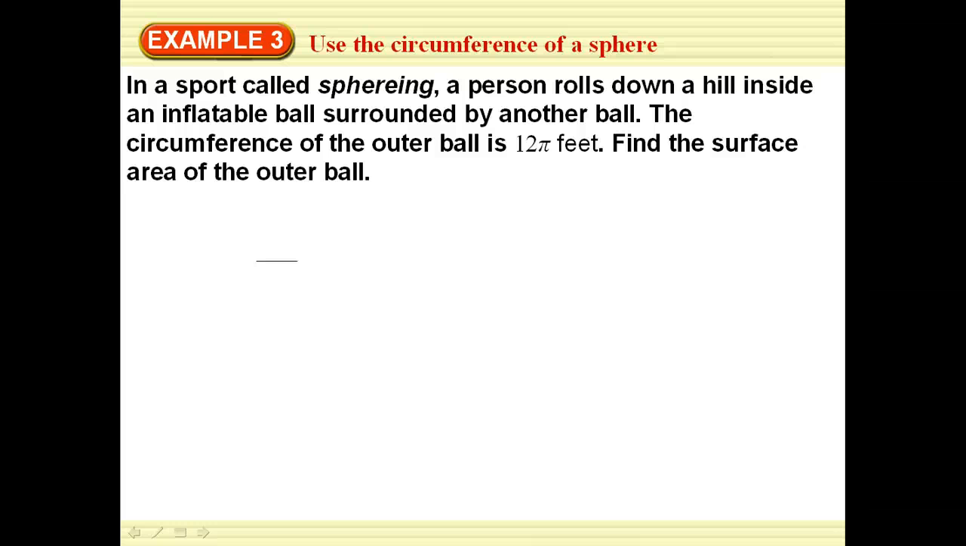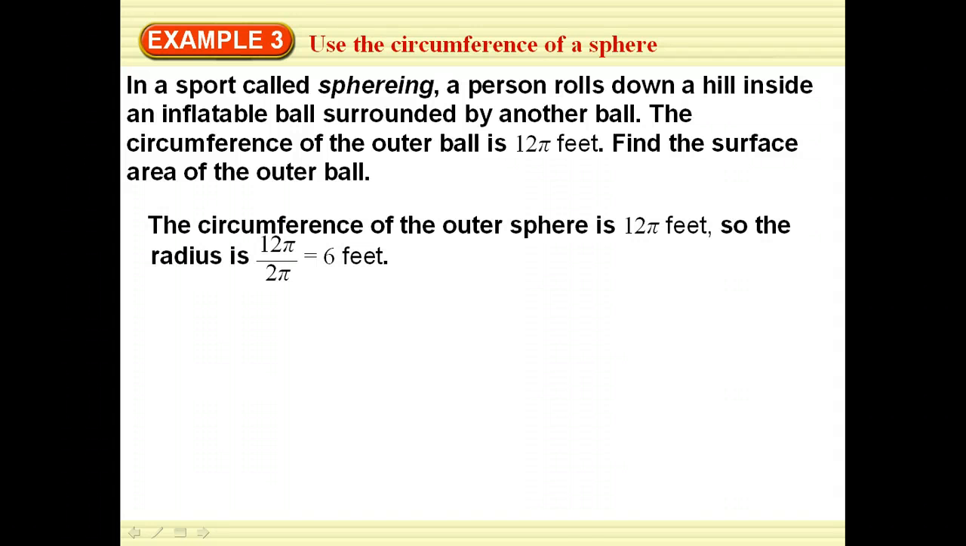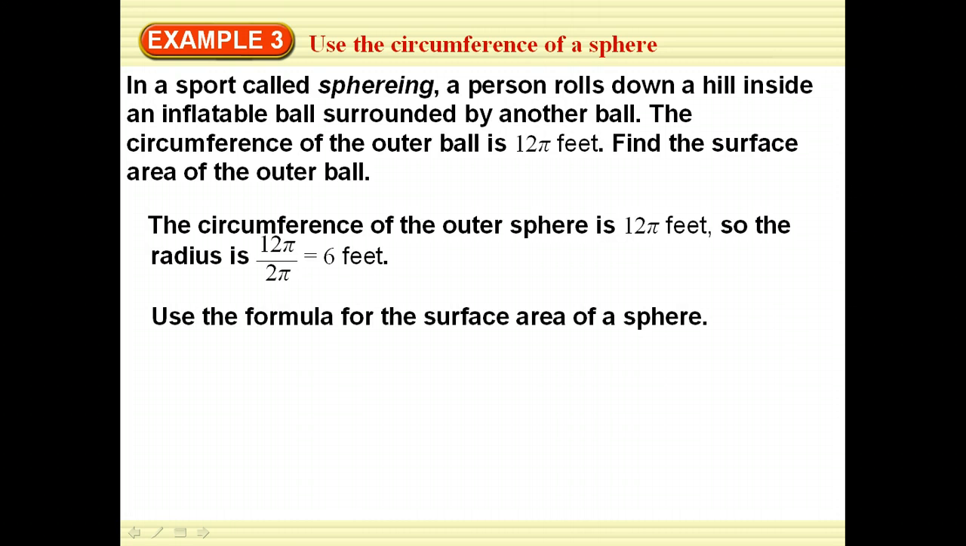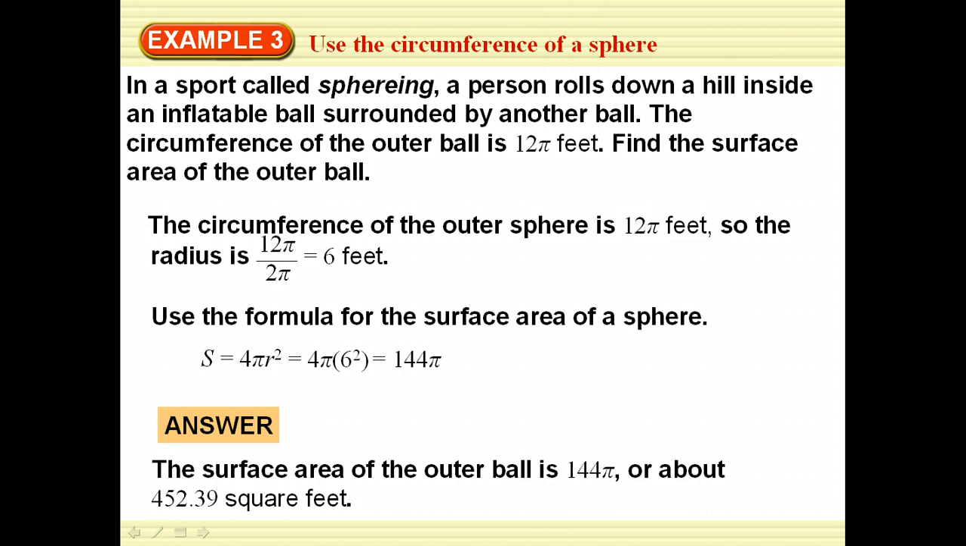In a sport called spheering, a person rolls down a hill inside an inflatable ball surrounded by another ball. The circumference of the outer ball is 12 pi feet. Find the surface area of the outer ball. The circumference of the outer sphere is 12 pi feet. So the radius is 12 pi divided by 2 pi, which is 6 feet. So we'll use our formula for surface area, and we get 144 pi, or about 452.39.